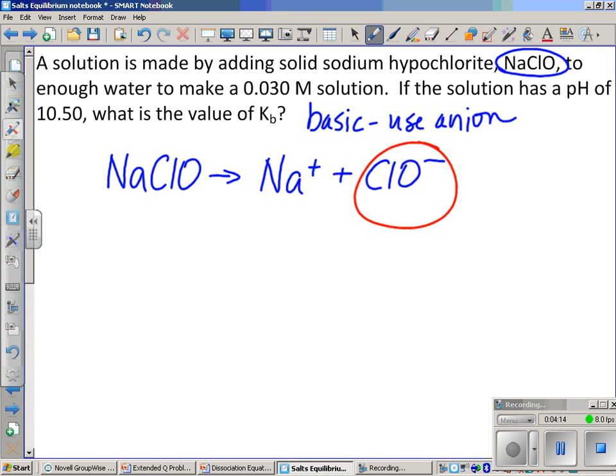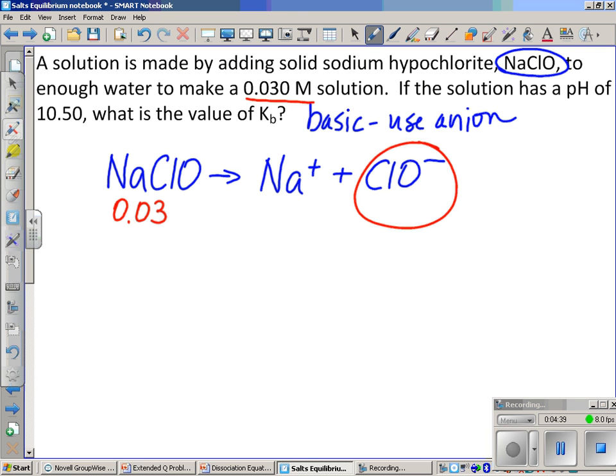Now here's the reason that you have to show this equation. If you look in the original problem, they told you that the salt solution's concentration was 0.030. But that's the concentration of NaClO. We are not using NaClO in our equation for our table. We are only using the anion. So all I care about is this one's concentration.